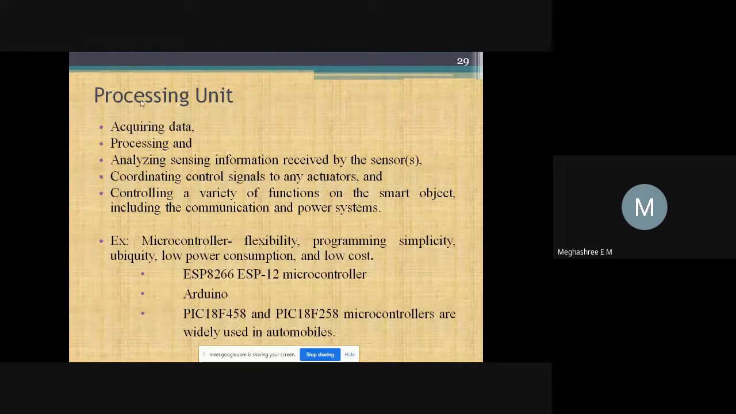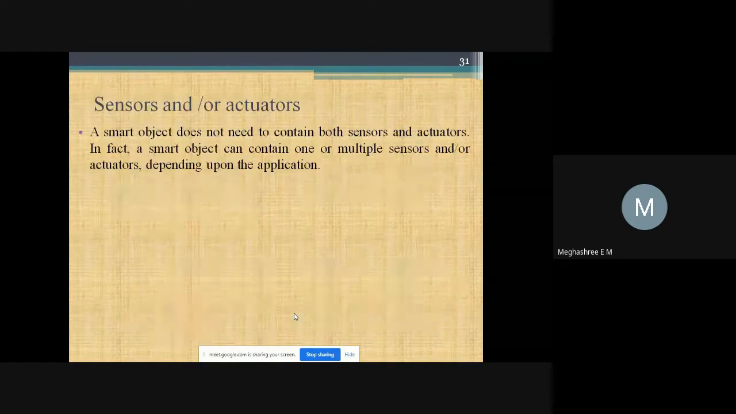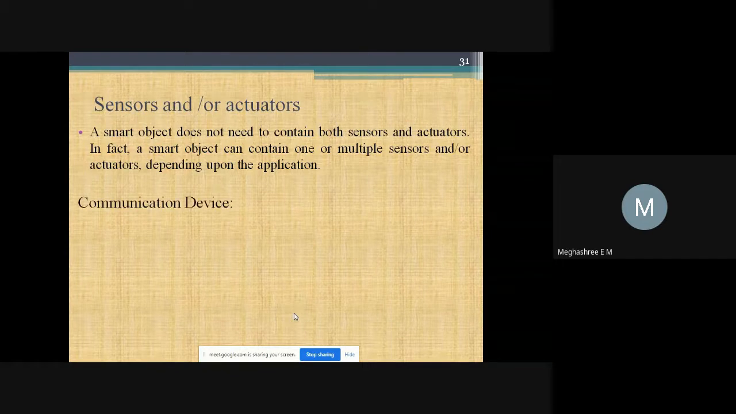So I said the processing unit is nothing but a microprocessor or a microcontroller, right? Here are a few examples I have considered: microcontrollers like the ESP8266, the ESP12, or Arduino, or any other microcontrollers are used for the processing. So a few microcontrollers I have listed here. And the second characteristic of a smart object is sensors and/or actuators. This part I already discussed in the beginning of the class, so I will not discuss this point now.